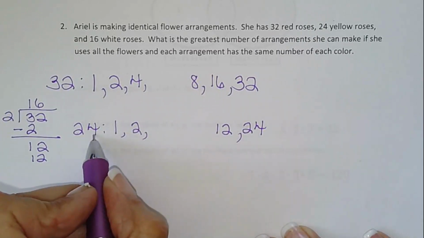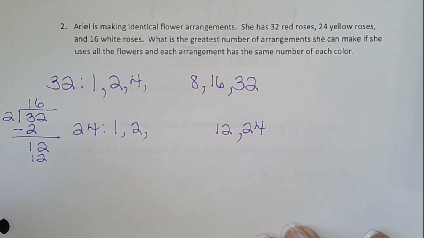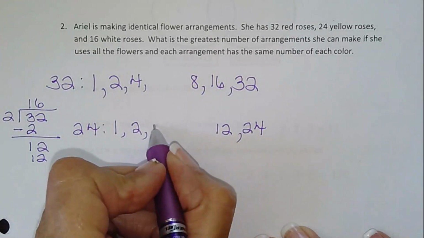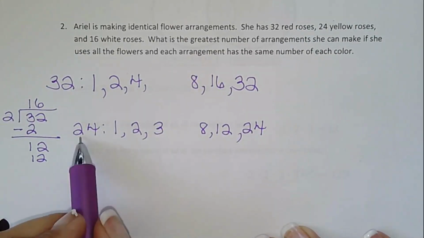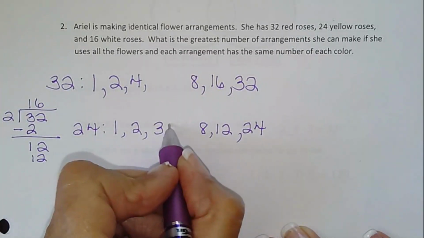So that means 2 times 12. Add the digits. 4 plus 2 is 6. That means 3 goes into it because 3 goes into 6. And 3 goes into it 8 times. 4 goes into 24 6 times.